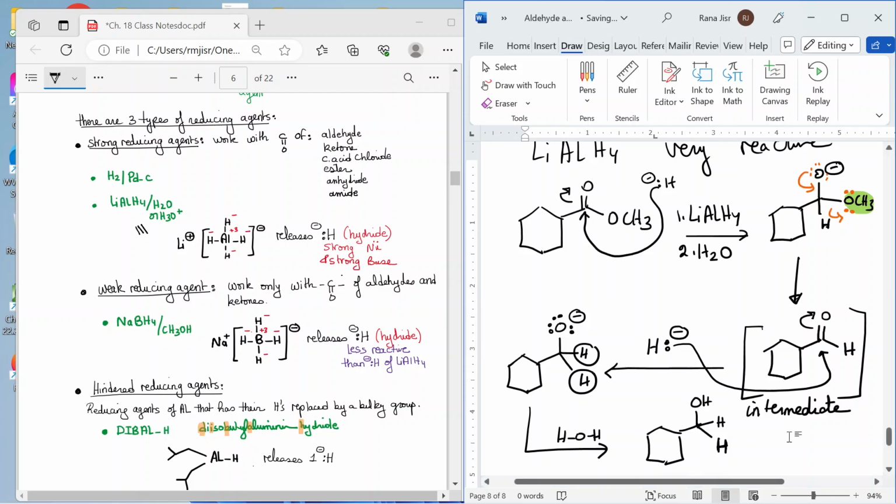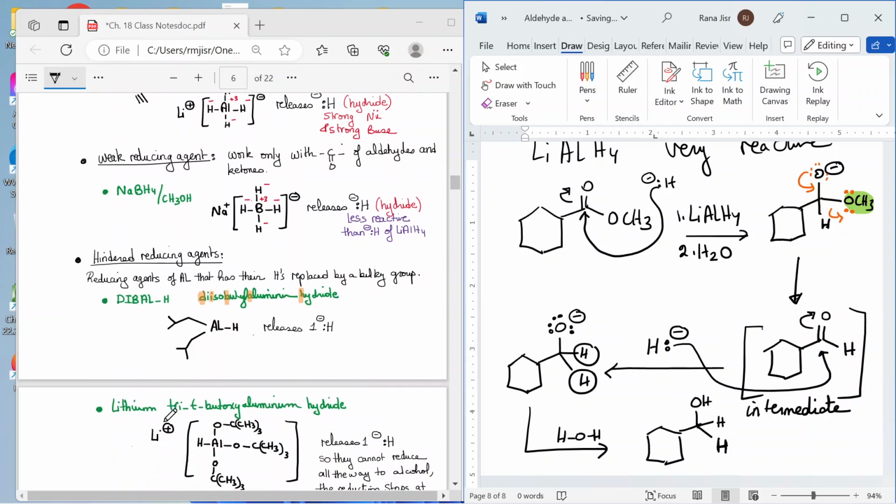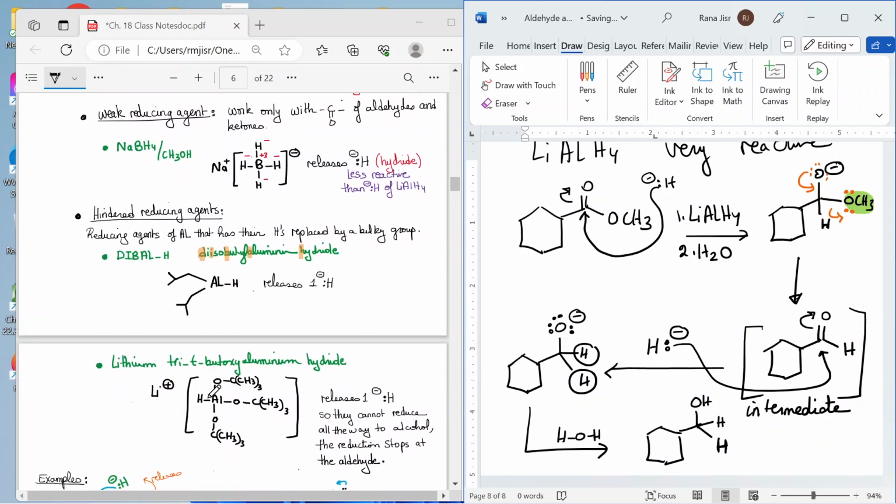So in order to limit the reactivity of the lithium aluminum hydride, what we do is we introduce bulky groups and we replace those hydrogens in there. So instead of having those 4 hydrogens in there, we take them out and we replace them by a bulky group and we keep only one, something like this. So there are 2 reagents to consider.